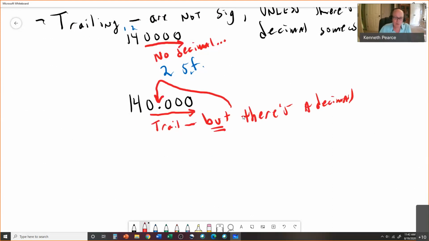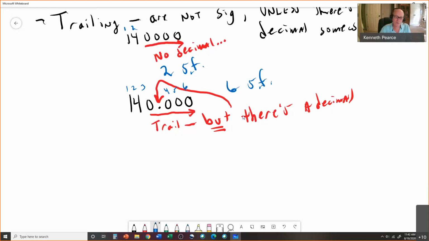So everything counts. They're not significant unless there's a decimal somewhere. And by the way, it does not matter where that decimal is. I deliberately put it in between those second two zeros to just show you that it truly does not matter. And so we go 1, 2, 3, 4, 5, 6, and therefore this is 6 significant figures.